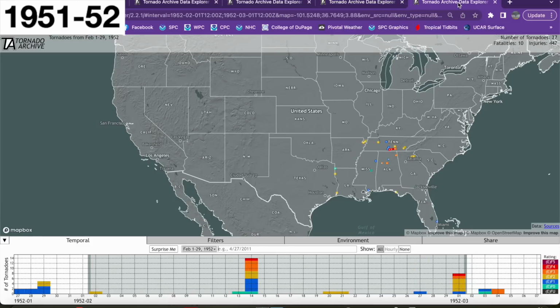And then February 1952, quite a bit of activity, including an EF4 tornado across Tennessee. Pretty much a cluster of activity there across Tennessee, in the northern portions of Mississippi, Alabama, and Georgia, along with a few down in the Louisiana-Texas border region and along the Gulf Coast.